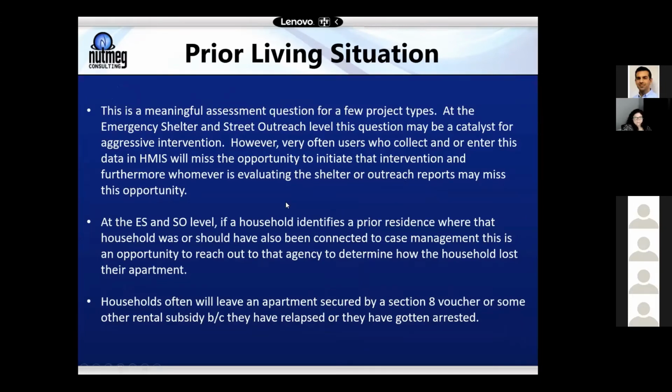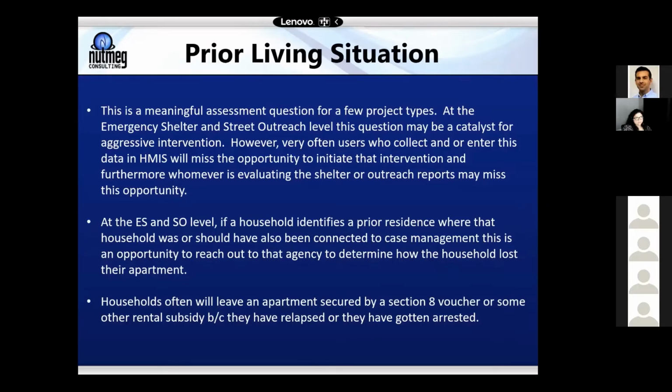It's a meaningful assessment question as well for a few project types. At the emergency shelter and street outreach level, this question actually might be a catalyst for an aggressive intervention. So if you're an emergency shelter provider or street outreach staff person and you're engaging a client and you ask, what was your prior living situation? And they say, well, I was living in an apartment with a Section 8 voucher, or I was living in an apartment that was subsidized for people who had prior homeless history. And they just vacated that unit.